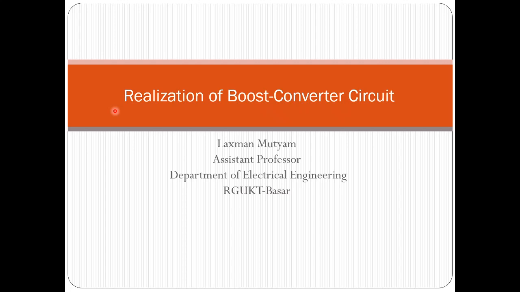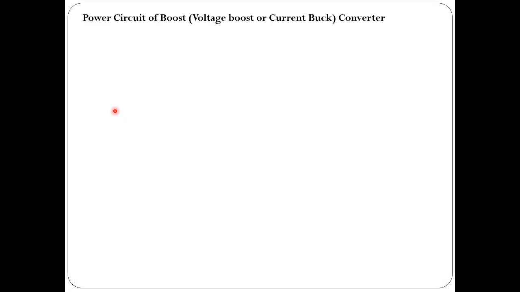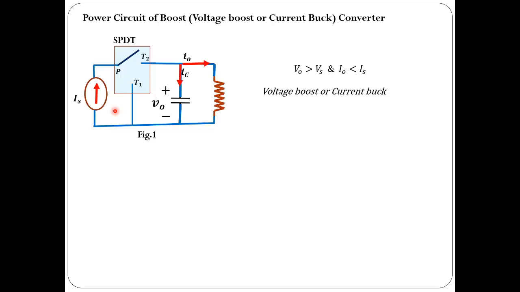In this session we shall discuss the power circuit of boost converter. Boost converter is also known as voltage boost converter or current buck converter. Voltage boost corresponds to output voltage more than the input voltage, and current buck operation corresponds to output current less than the input current, right? So now let me consider this current buck converter.